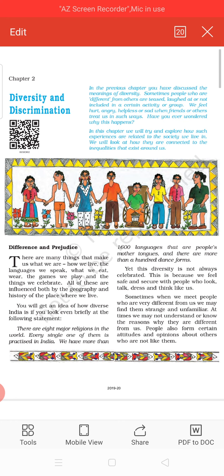What do you understand by diversity? That we have discussed in the previous class as well as in the first chapter. Now, what is the difference between diversity and discrimination? Diversity is difference. It can be difference in the religion, in the way of celebrating festivals, in the way of talking. But what is discrimination?